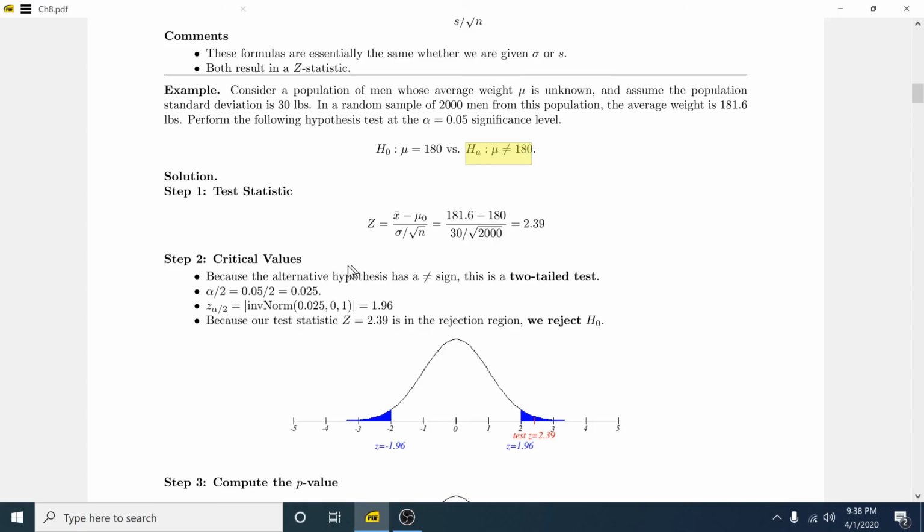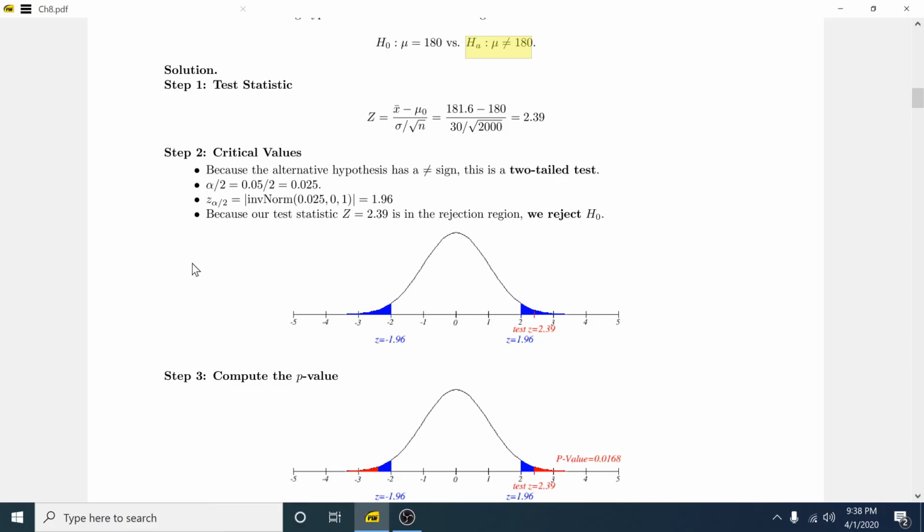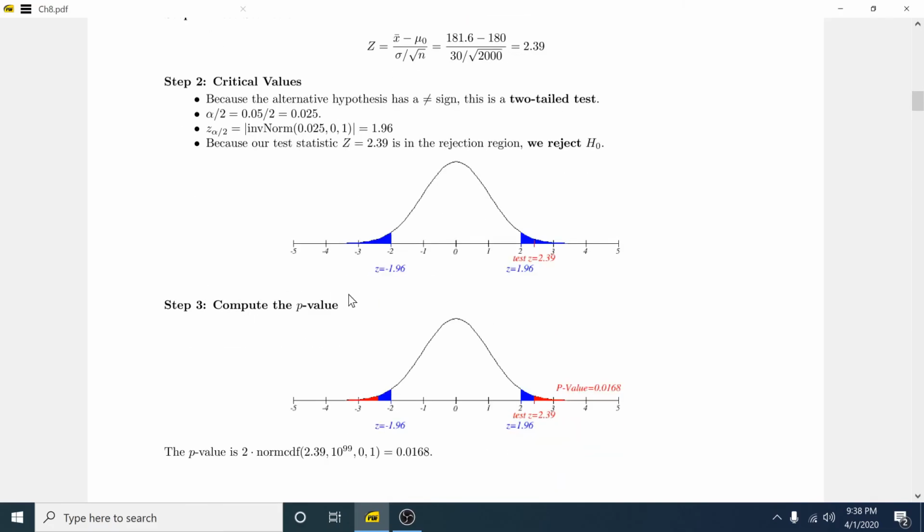So let's continue and do the last step of this problem, which is to compute the p-value. How does that work? Well, you'll notice that, again, our test statistic was 2.39. That's right here, that little red mark in this picture. What the p-value does is it says, go ahead and shade that red mark to infinity and also do the mirror image on the left-hand side and calculate that probability. That's what the p-value is.